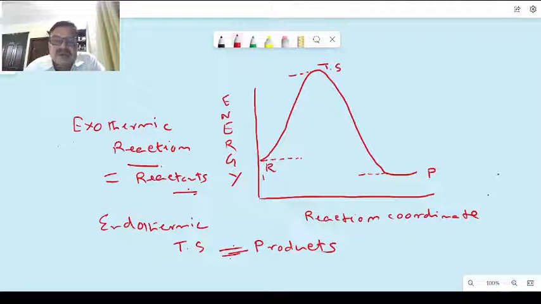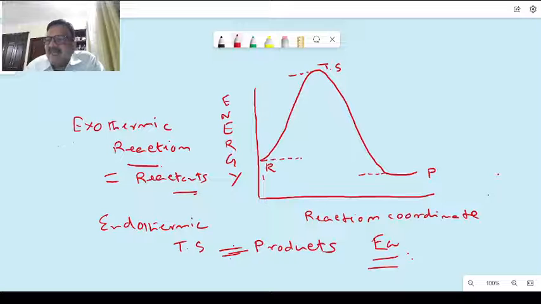Why? Because activation energy is nothing but the difference in energy between the starting material and the transition state. Anything that stabilizes the transition state means the energy of the transition state will be lowered. Once that is lowered, the energy of activation, EA, is also lowered. So, when the energy of activation is lowered, the reaction rate increases. That is how these are all interlinked.